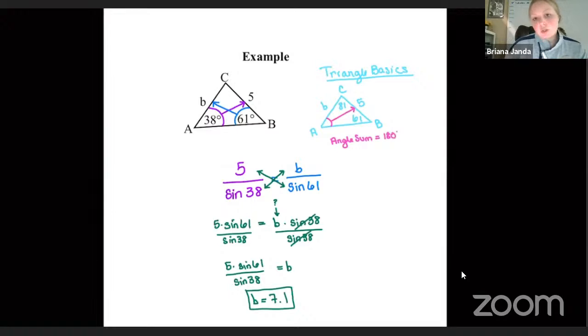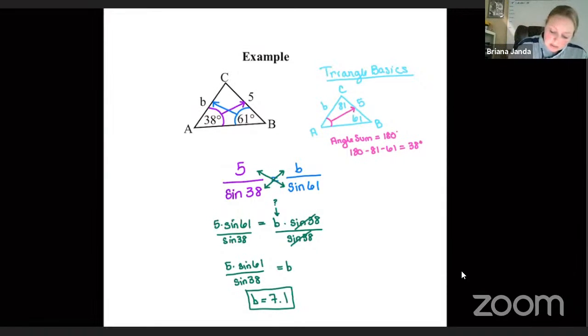So if we know 2 out of the 3 angles of a triangle, we always know all 3. I can just take 180 minus the angles that I have and find our missing angle of 38 degrees, which is what it was previously.